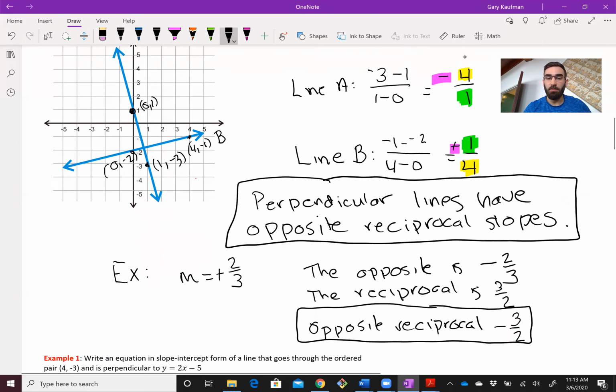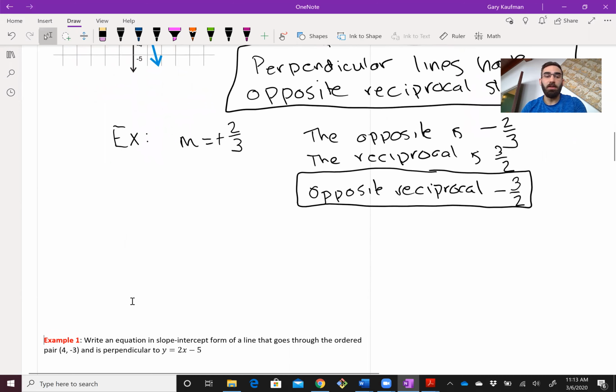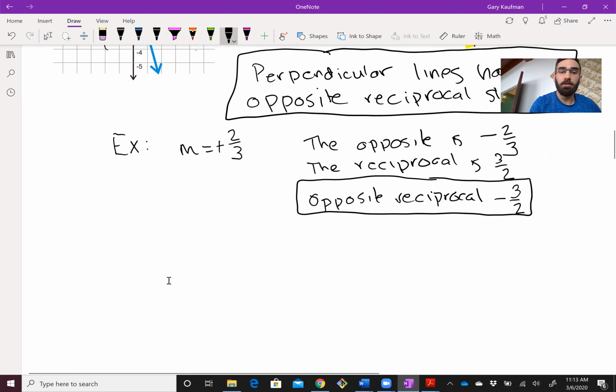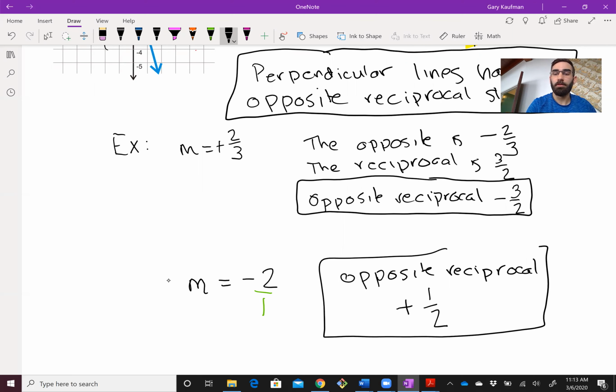One other example real quick, because I understand that this one's sometimes a little tricky. I'm going to push this down. Another example that we sometimes want to think about is what about -2. Well, the opposite is positive. So the opposite reciprocal of -2, it's a positive. Well, what I often do is I put this over 1 so I can see that it's a positive 1. So perpendicular lines have opposite reciprocal slopes.